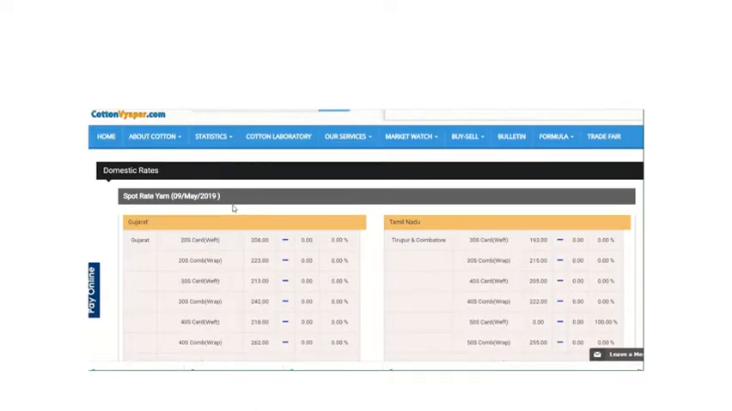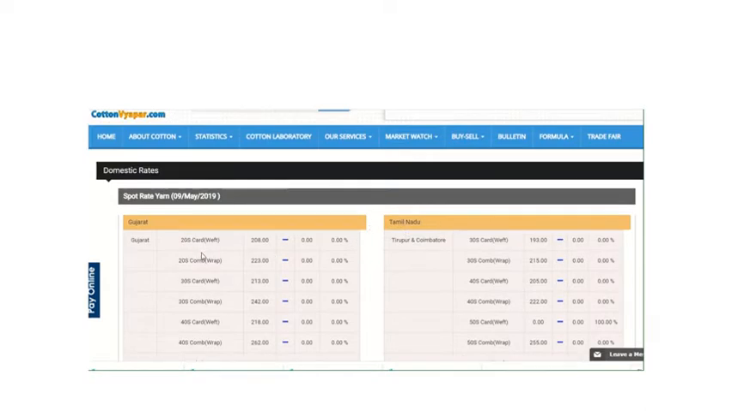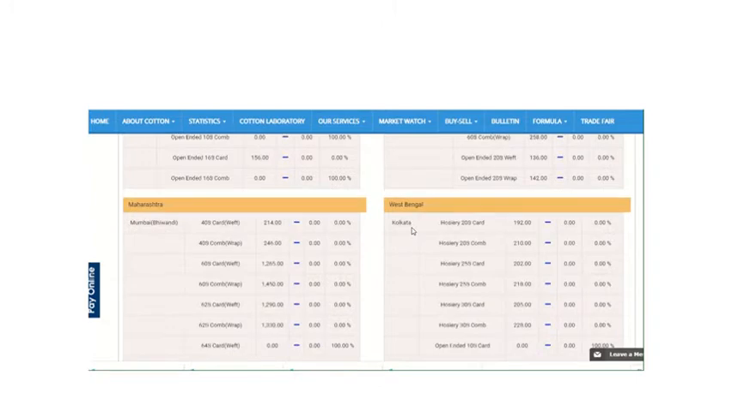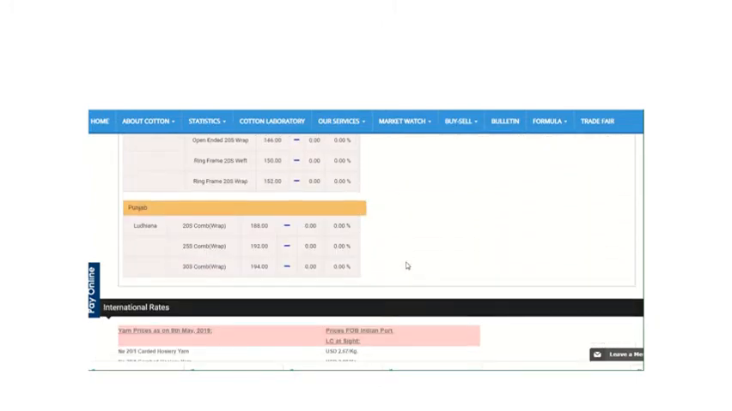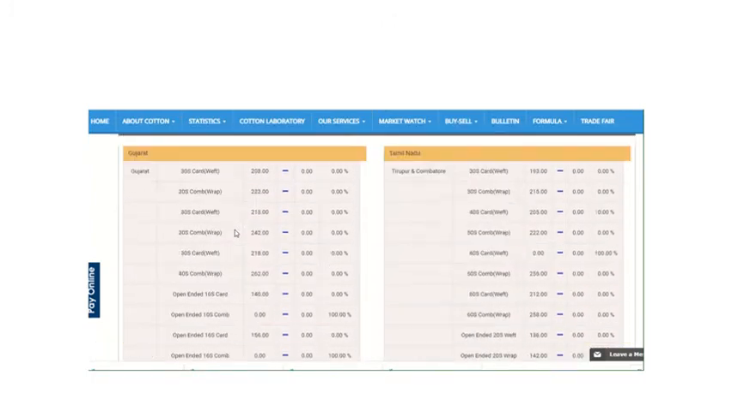Similarly, there are websites which show the yarn prices also. You can see one website in which the various yarn prices along with the state are given: Gujarat, Tripura, Coimbatore, Mumbai, Kolkata, Cholapur, Punjab are all given along with the type of yarn.